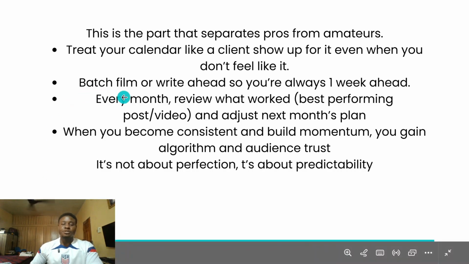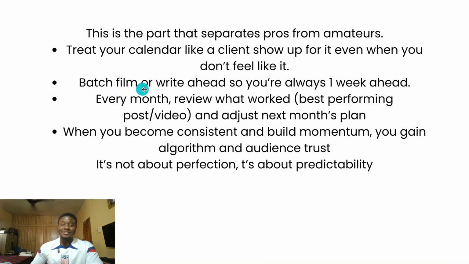Next is build. Batch, film, or write ahead, so you're always 1 week ahead. So this way, ideally, you need to create. If you're going to be posting in February, all the content for February should be ready in January. If you're going to be posting in March, everything in March should be ready in February. So that's the monthly content system you should try to adopt. That's what this content calendar system is going to help you do.